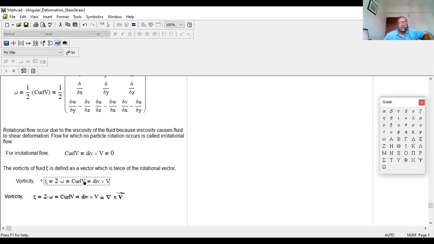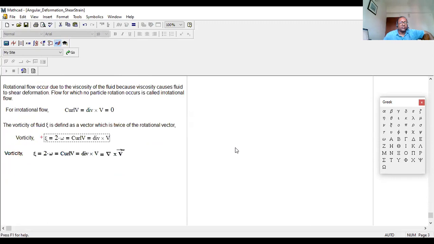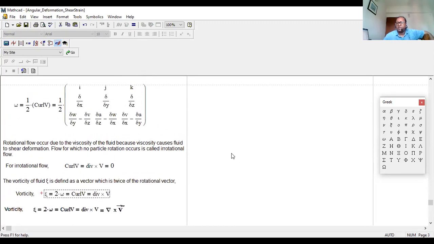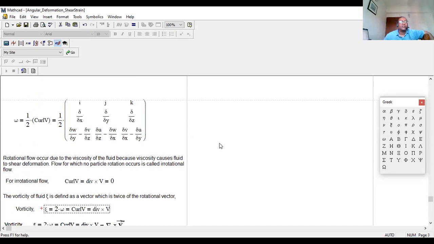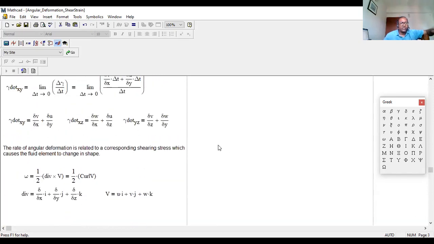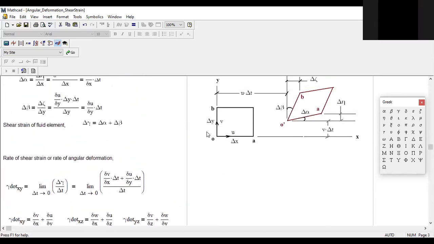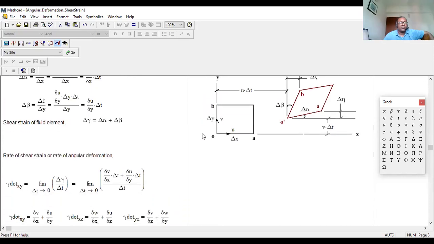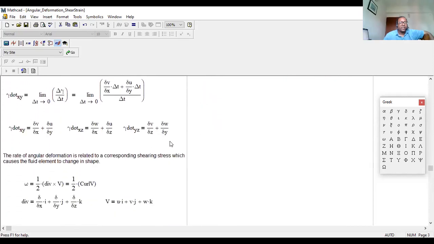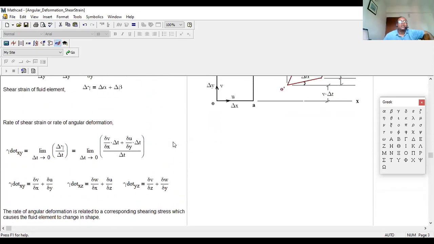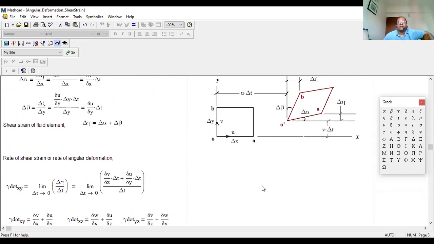Or curl V. Sometimes we put a short question asking what do you mean by vorticity of the fluid element. Okay. So far, any question from here? Anyone? No, sir. No. So right here we figured out the angular deformation of the fluid element.